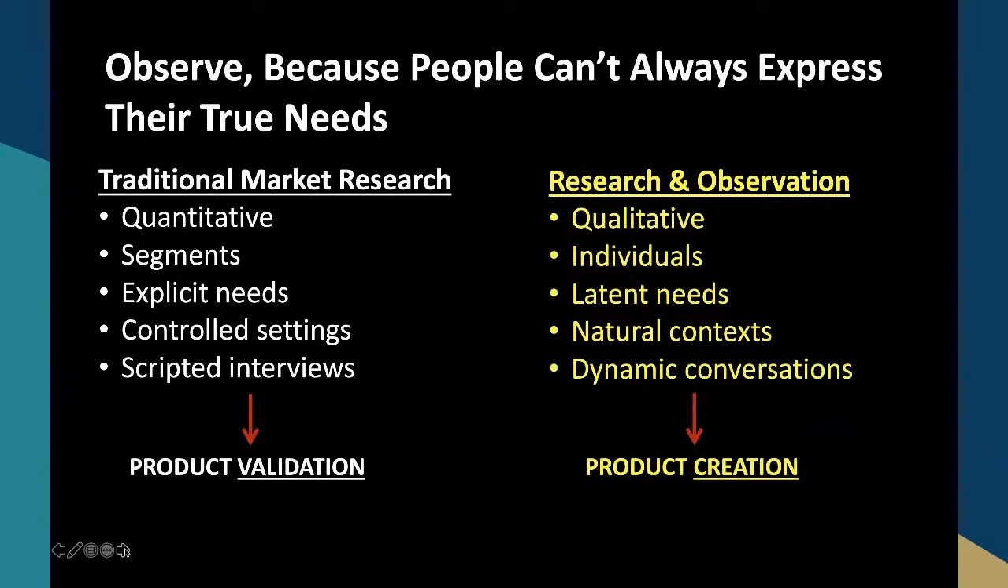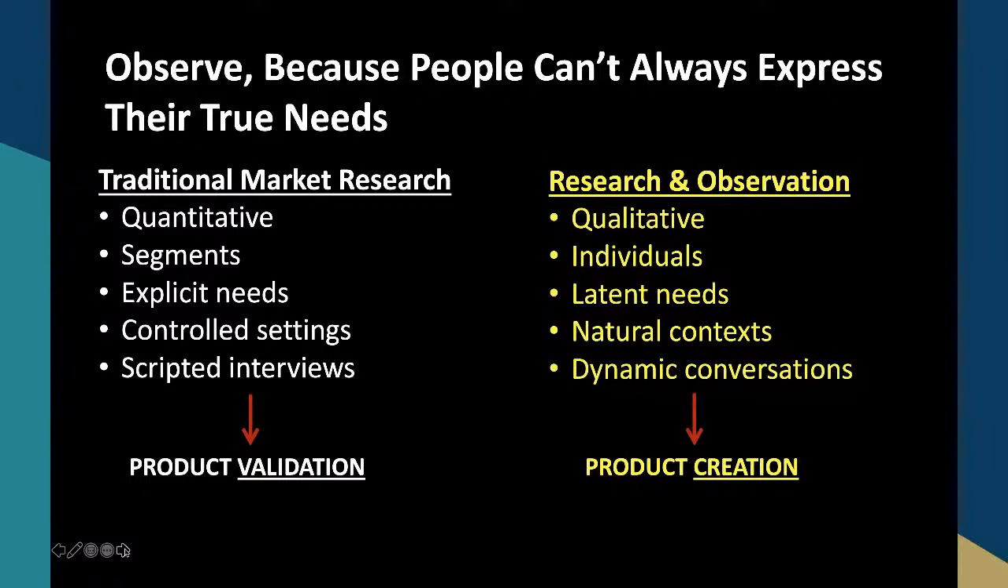And so as we think about how we start to understand the needs of other people, a lot of times, especially in big corporate environments, we think about market research. And market research is really good. There's quantitative market research. You look at segments of people, you understand explicit needs. It's in a controlled setting, and you often have scripted interviews. And what that's really good for is product validation. However, if you really want to get to product creation, to innovations, to coming up with things that can really be useful for people, you need to do research and observation.